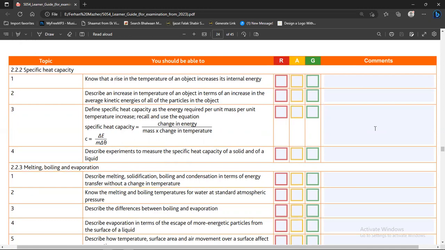Recall and use the equation. Specific heat capacity is equal to change in energy divided by mass divided by change in temperature. C, that is small c, is equal to delta E divided by m divided by delta theta. Describe experiments to measure the specific heat capacity of a solid and of a liquid.